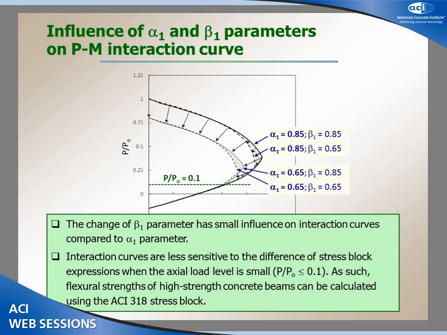In truth, for tension controlled members, there is little benefit of using high-strength concrete. So we can make a quick conclusion that when the axial load is small, the current ACI 318 expression does not have any issues design-wise.